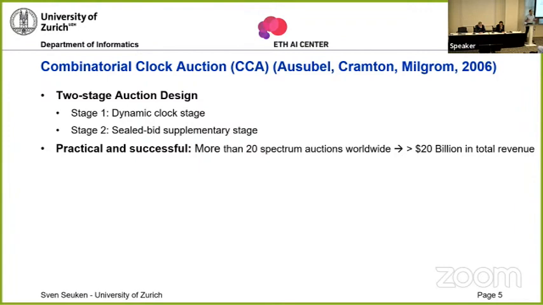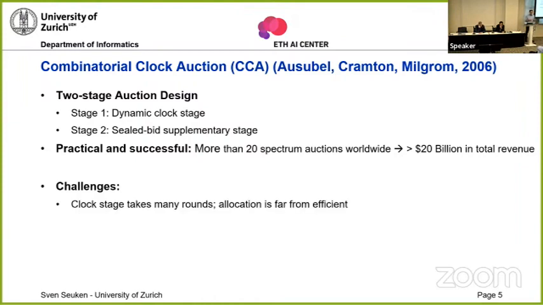This is a hugely practical and successful auction design. More than 20 spectrum auctions have been conducted worldwide, generating more than $20 billion in revenue. However, there are also a couple of challenges. One is that the clock stage can take many rounds, and the allocation after the clock stage is often far from efficient. And second, there's a question that the bidders have, which bids to submit in the supplementary round.